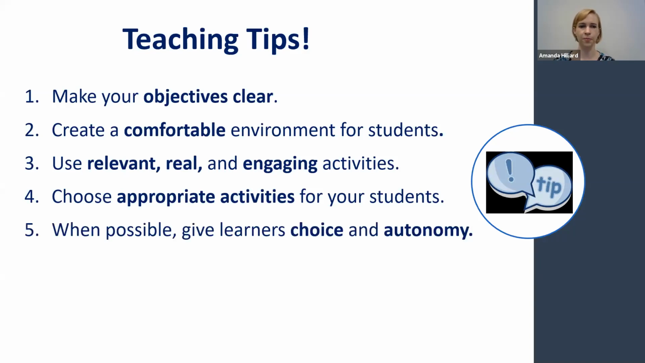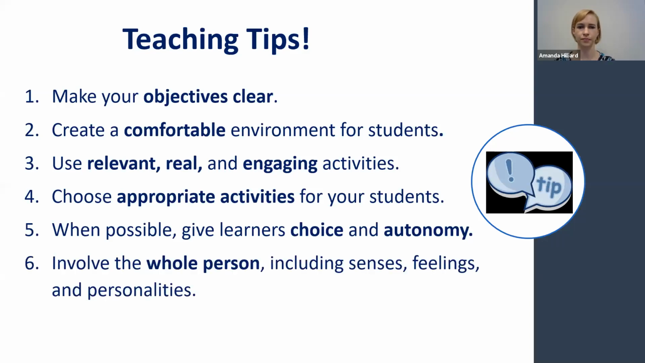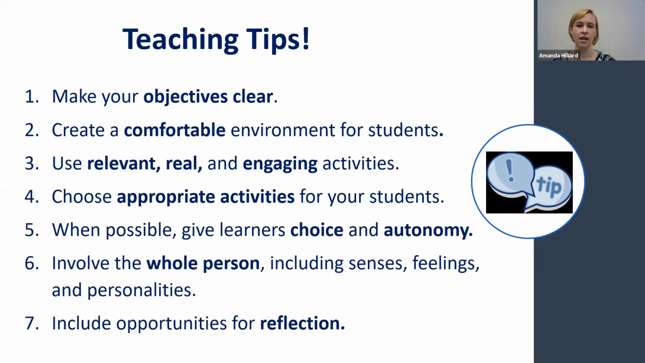Number 5, when possible, try to give learners some choice and autonomy. If they have some control over the activity, again, they're more likely to participate and to get more out of the activity. Number 6, involve the whole person, including their senses, feelings, and personalities. So with experiential learning, it's not just about the language, but also about their experience. And number 7, be sure to include opportunities for reflection.